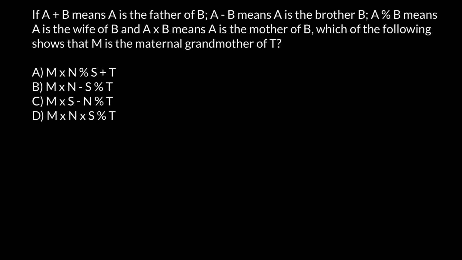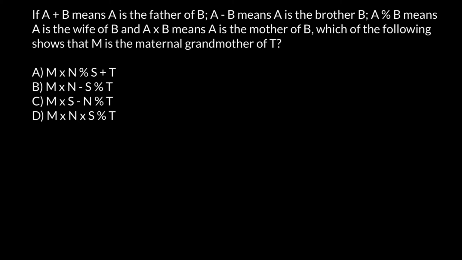Today's problem is: if a plus b means a is a father of b, a minus b means a is a brother of b, a percent b means a is a wife of b, and a times b means a is a mother of b, which of the following shows that m is maternal grandmother of t.